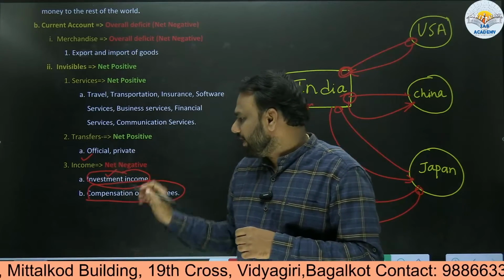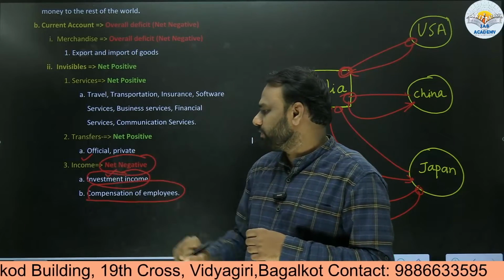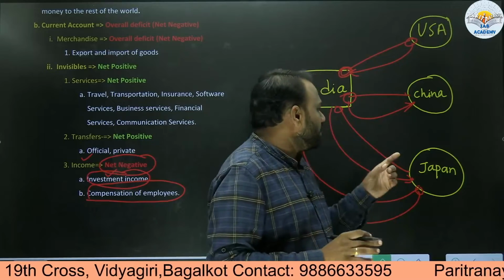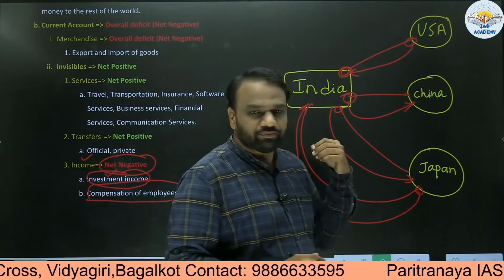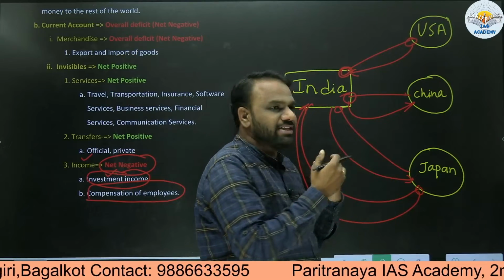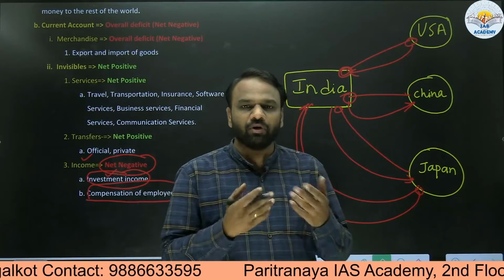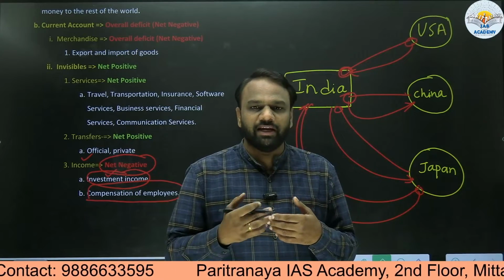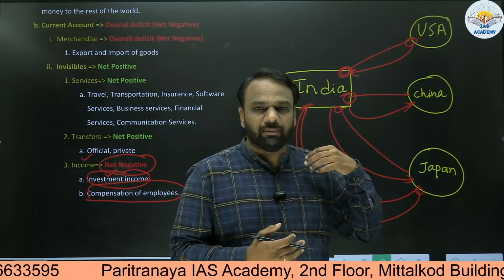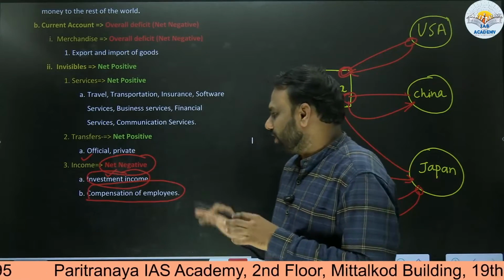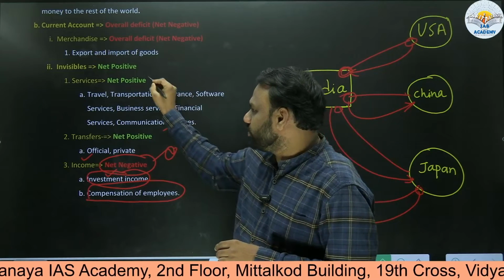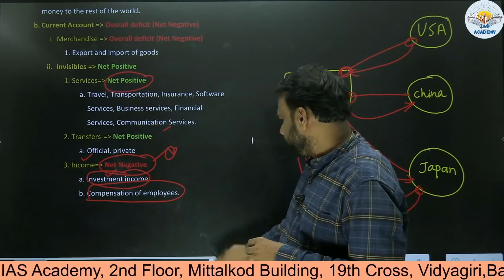If you look at the income, it is net negative. So what does it mean? In order to remember this easily, people coming from other countries send more remittances than people residing in India send from other countries. In that fashion, you can remember. So when it comes to income, it is net negative. Income is net negative, transfer is net positive, services is net positive.